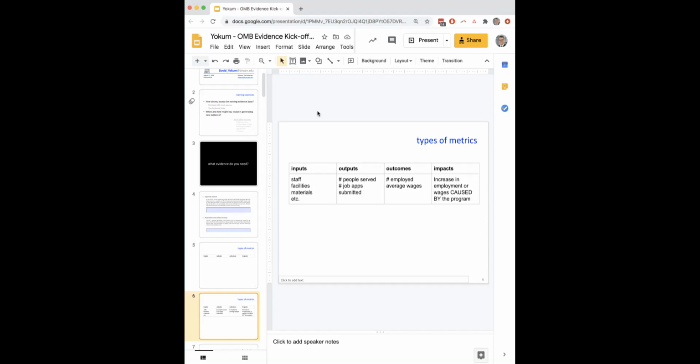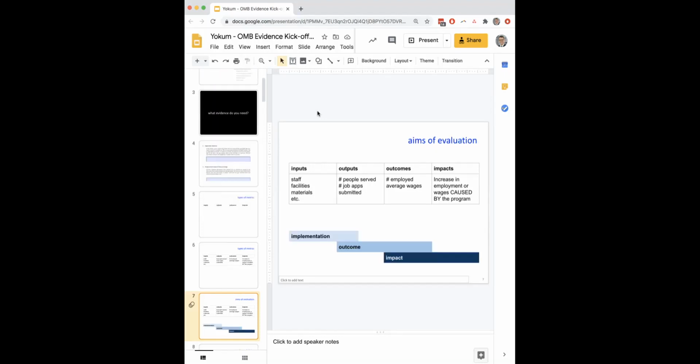The final category is impacts. And this is actually what people mostly care about at the end of the day. It is an outcome of sorts, but it's one where you've precisely identified that it's some sort of a change in the world that is being uniquely caused by the program or policy that you're implementing. So it's a shift in employment, but it's one that's caused by your job training program specifically.